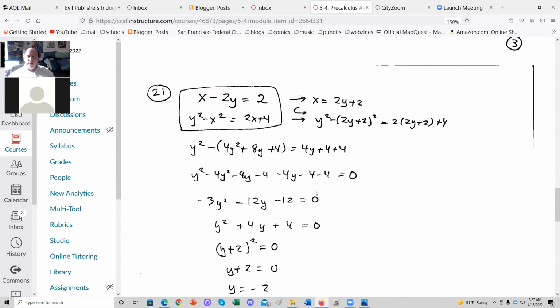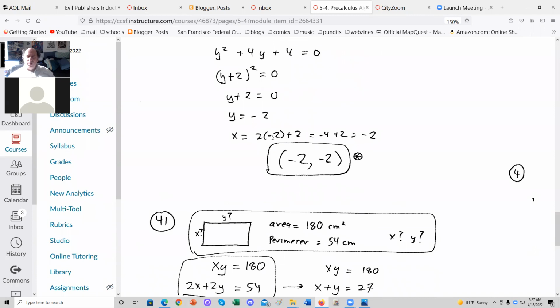And then substitute into x equals 2y plus 2. That's twice negative 2 plus 2. After some arithmetic it's negative 2. So the solution is negative 2 by negative 2. There that is.